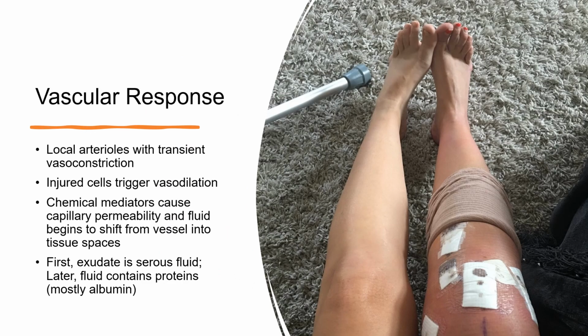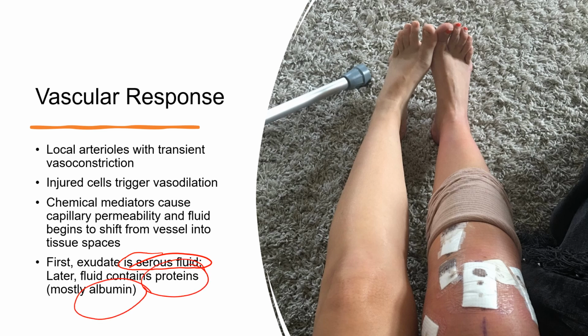Okay, so again, the vascular response, this is where those injured cells trigger vasodilation, chemical mediators, we just talked about that. So first, when exudate is produced, it's going to be serous fluid, and we'll talk about what that is. Serous fluid is fluid that leaks out of blood vessels into nearby tissues, and that fluid contains cells, dead cells, debris, protein, trash. Okay, and later it will be full of protein, mostly albumin.